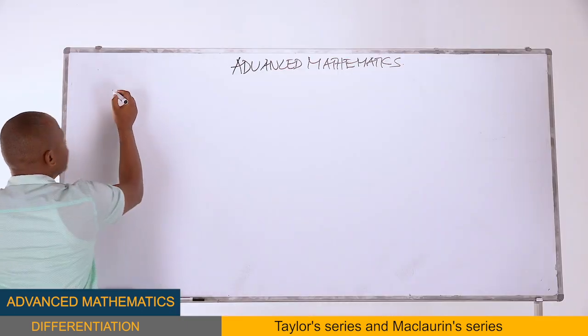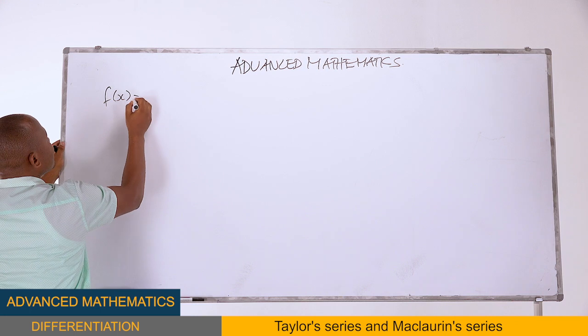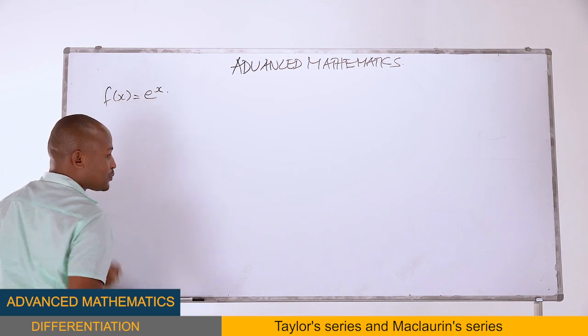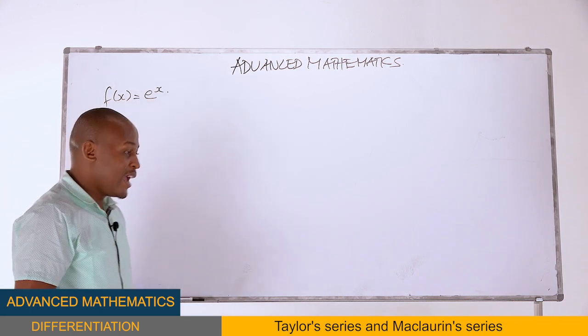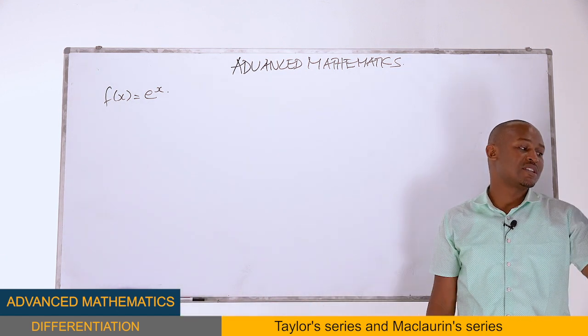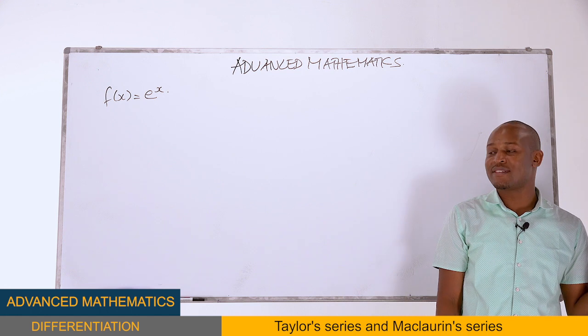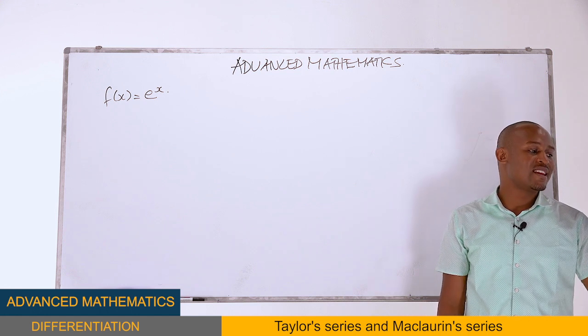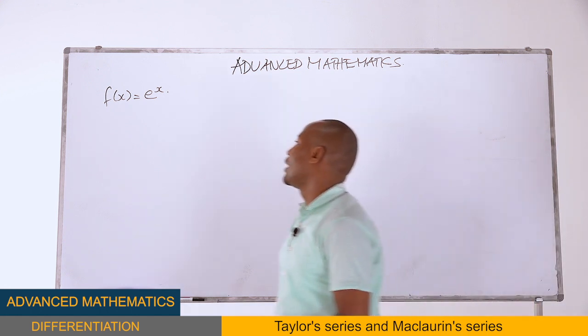Now we have f of x equals e raised to x, and remember our Maclaurin series. This is our Maclaurin series. That means we are supposed to evaluate that function at that point, and then we go on up to there.